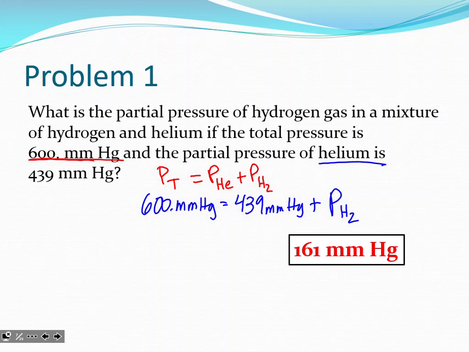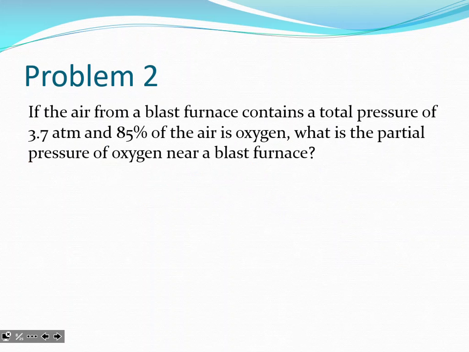Now let's look at a different scenario of the problem. In this particular case, they're giving air from a blast furnace contains a total pressure of 3.7 atm, and 85% of the air is oxygen. What is the partial pressure of oxygen near a blast furnace? Okay, yes, they also tell you that 15% of it's nitrogen in your problem.